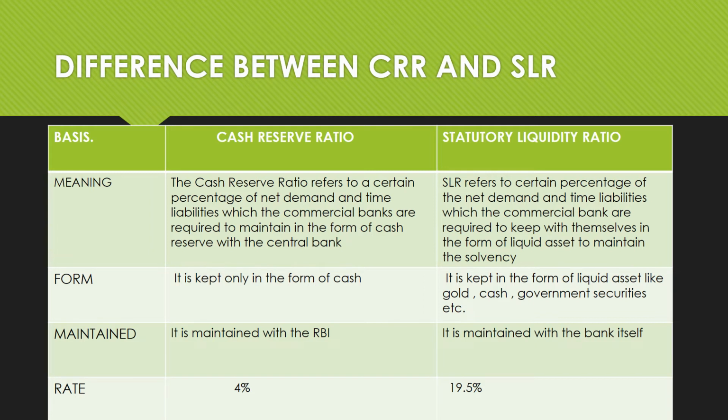Next difference we can give is form. In what form is it being kept? Cash reserve is being kept in the form of cash, yes, we know, and the SLR is being kept in the form of liquid assets like gold, cash, government securities, treasury bills, etc. Next difference is maintenance. The cash reserve is maintained with the Reserve Bank of India, and the statutory liquidity ratio is maintained with the bank itself. Clear? And the fourth difference we can give is rate. The present CRR rate is 4%, you know, right? And the SLR rate presently is 19.5%.